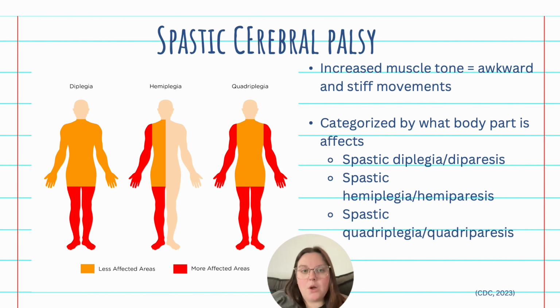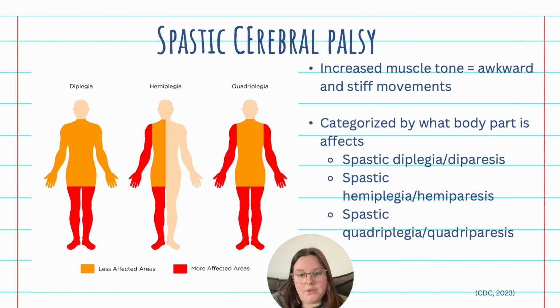When we talk about this type of CP, it's typically categorized by what part of the body it affects. All these terms end in either plegia or paresis. Plegia means complete paralysis, and paresis means semi-paralysis, loss of movement or something like that. So the first one we're going to talk about is spastic diplegia or diparesis. It's mainly in the legs with less or no impact in the arms. If you look at this little graph over here, the first one on the left is diplegia. So it's typically just the legs that are affected, and the less affected areas are in orange, which is the upper body and arms.